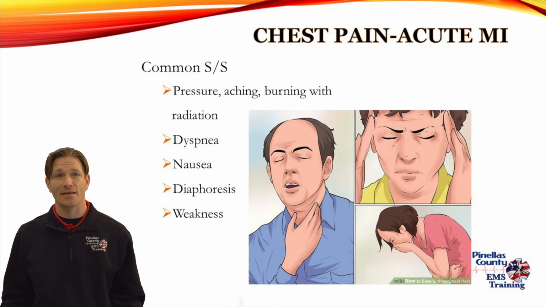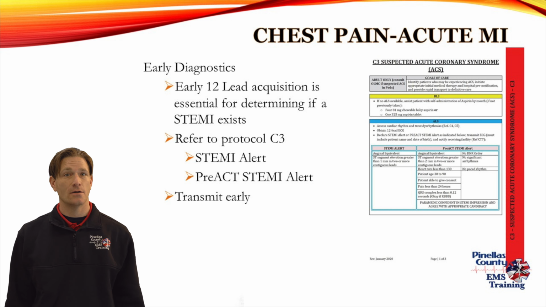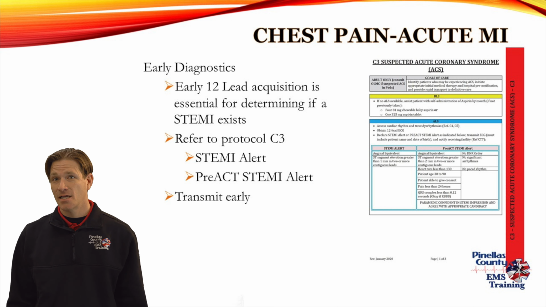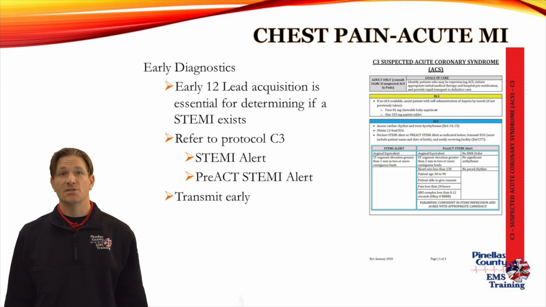With cardiac patients, especially with suspected ACS, an early diagnostic 12 lead takes priority over starting the assessment pathway. Once this is completed, then continue with the assessment pathway moving forward. The goal is to have the 12 lead completed within the first 5 minutes. Remember, in protocol C3, STEMI alert and pre-X STEMI alerts are different. A STEMI alert is greater than 1 millimeter of ST elevation in 2 contiguous leads, while on the other hand, with a pre-X STEMI alert, the ST elevation must be greater than 2 millimeters in 2 contiguous leads, as well as a heart rate less than 130, age between 30 and 90, ability to give consent, no DNR, no significant arrhythmias, non-paced rhythm, and early transmission is also important.